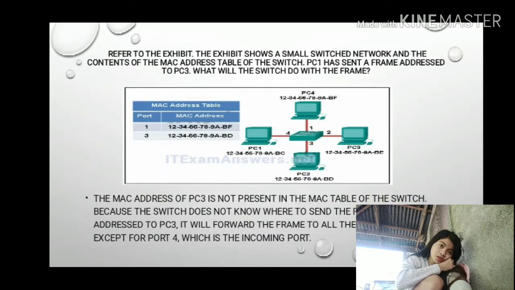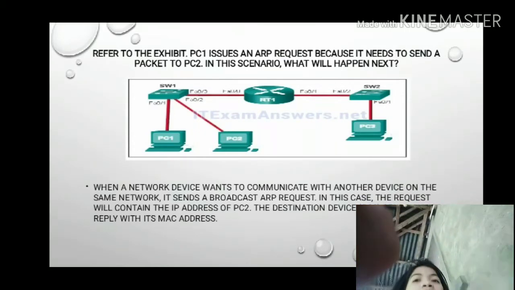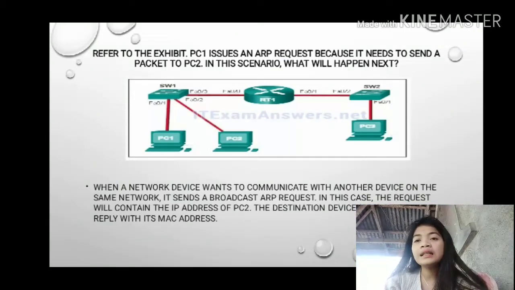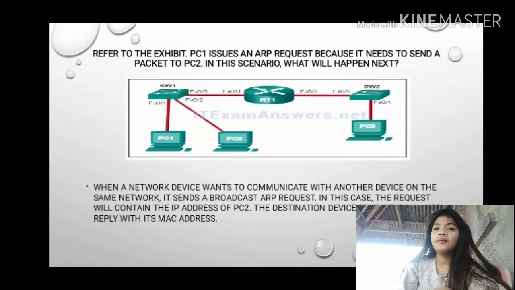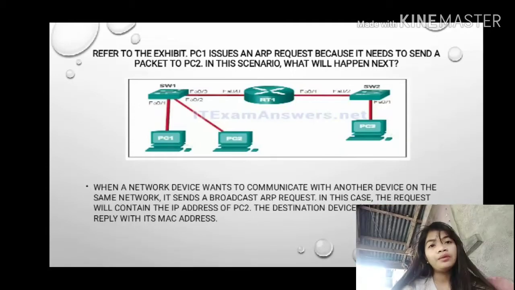Let's proceed to certain situations. Refer to the exhibit. The exhibit shows a small switch network and the contents of the MAC address table of the switch. PC1 has sent a frame addressed to PC3. What will the switch do with the frame? The MAC address of PC3 is not present in the MAC table of the switch, so the switch does not know where to send the frame addressed to PC3. It will forward the frame to all the switch ports except for port 4, which is the incoming port.